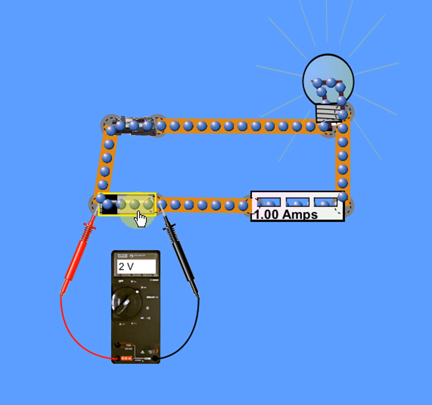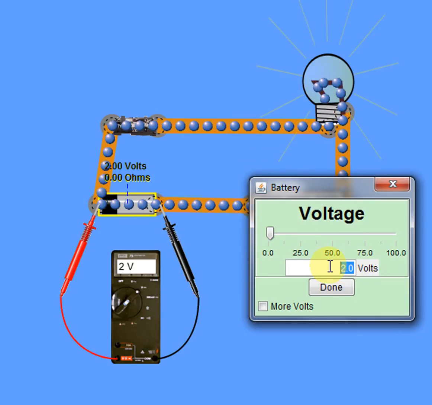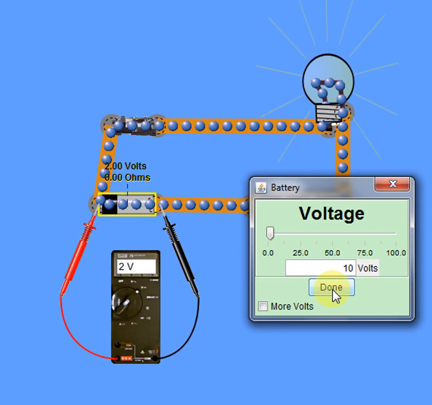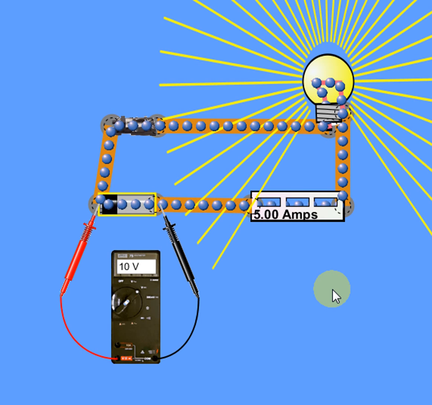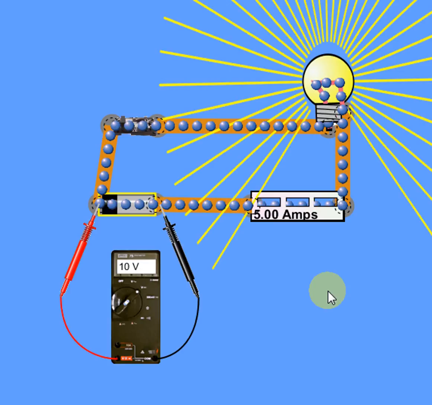Now, if we increase the voltage to 10 volts, how many amps are going to flow through 2 ohms of resistance? So we got 10 volts divided by 2 ohms, and that equals 5 amps. You also see that the light bulb is much, much brighter. This is because the higher voltage pushes more current through the light bulb, making the light bulb light up much brighter.